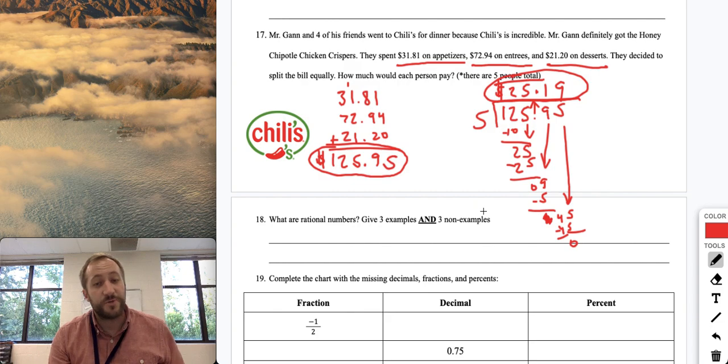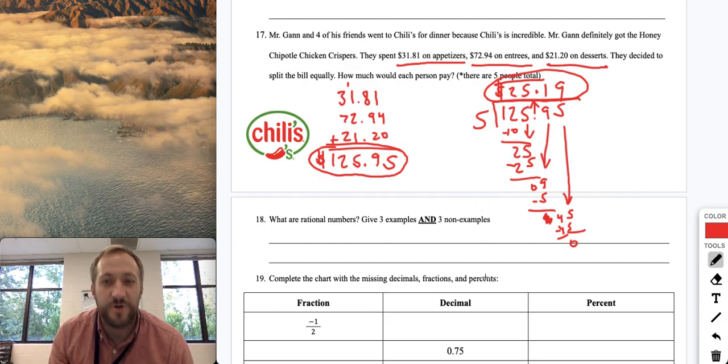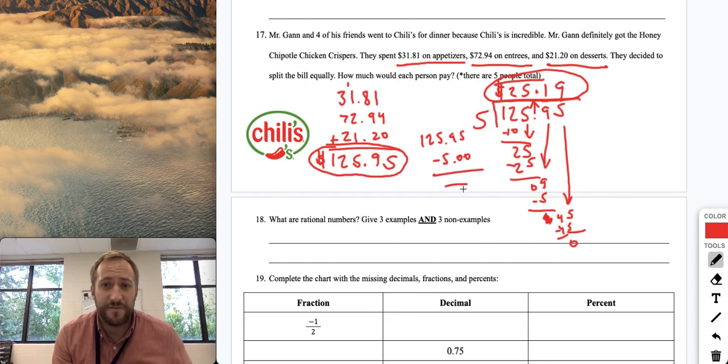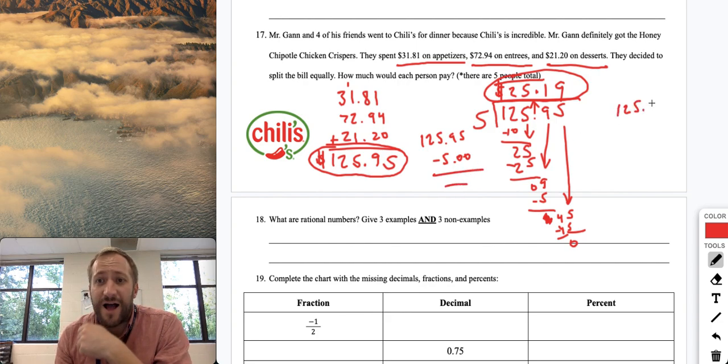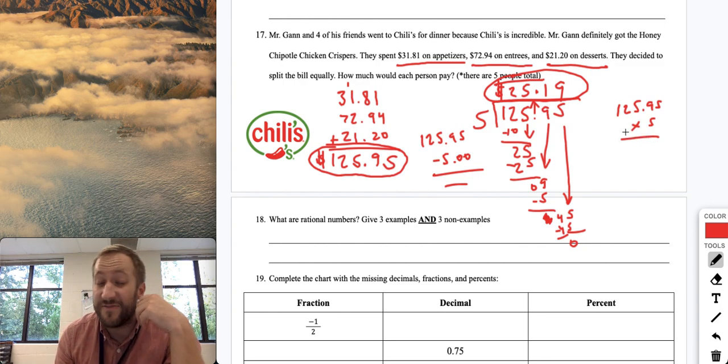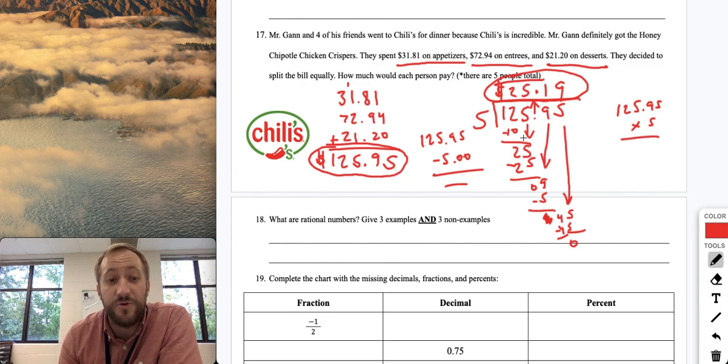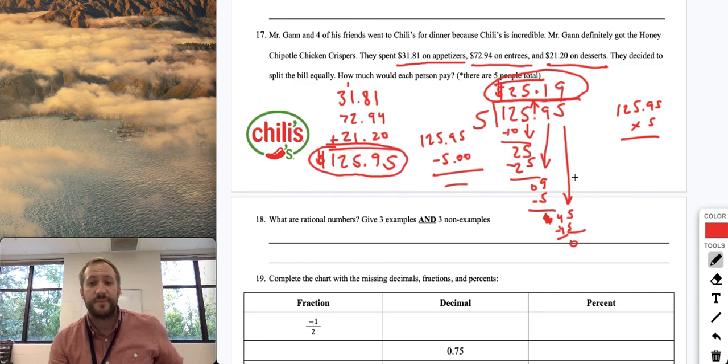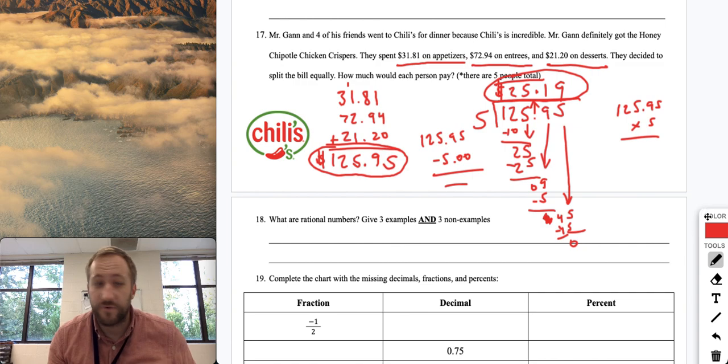This is one of those problems where it's really important to think, does my answer make sense? Maybe if this was your number and you were like, I don't know what to do, maybe I'll try and subtract 5 and get some kind of answer. Or maybe I'll try and multiply by 5 and get some answer. Hopefully you can see if your answer makes sense. And if it doesn't, maybe you made a mistake or maybe you chose the wrong operation. How much would each person pay? Yeah, about $25 for each person. That sounds about right. The total bill was about $125, so that sounds about right. That's what they would pay for each person.